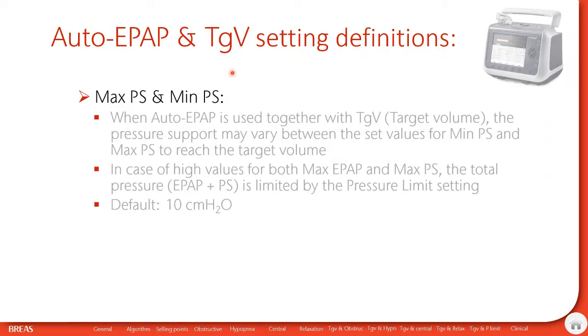If you have two variable pressures, there might be a maximum EPAP together with a maximum pressure support, or an actually high EPAP in combination with a high pressure support might lead to a total high pressure. That high pressure can be limited by the pressure limit setting. So the pressure limit setting takes care that actual EPAP plus actual pressure support will not surpass a safety level set by the pressure limit setting.